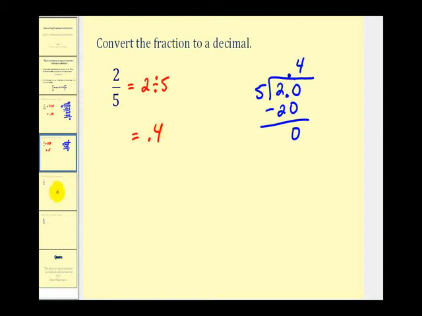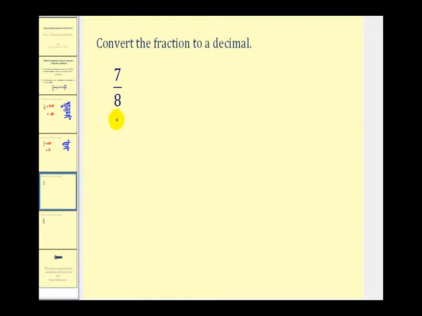Let's go ahead and try another. Here we have 7/8, which again means 7 divided by 8. So in long division form, we'll have 7 divided by 8. There aren't any 8s in 7, so we add the decimal point, move it up, and we start adding zeros. How many 8s are there in 70? Well, I know 9 times 8 is 72. That's too many, so let's go with 8.